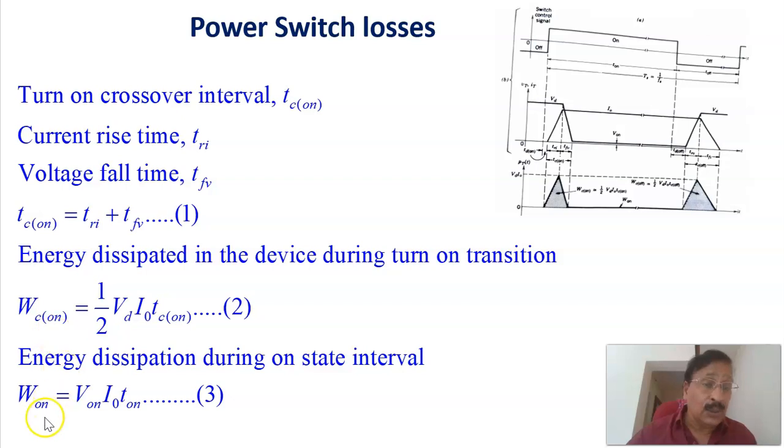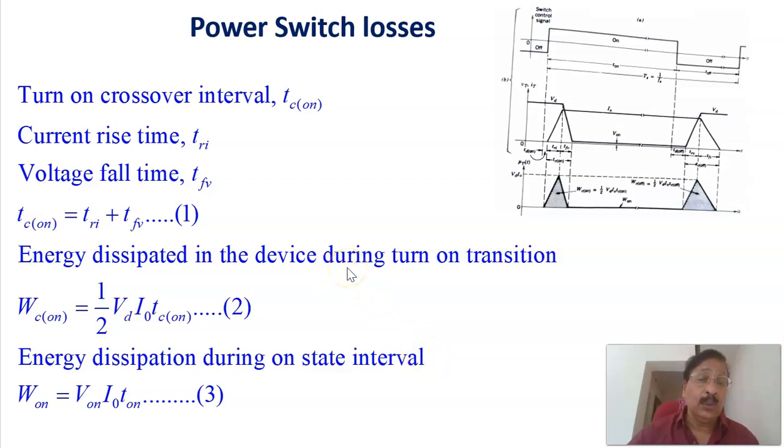Therefore, W on, the energy loss during the on period, is given by V on, the voltage across the switch when it is on, and I on, the current through the switch when it is on. V on into I on is the power, and that multiplied by time, the time being the t on period, is the energy. That will be the energy dissipation during the on state.